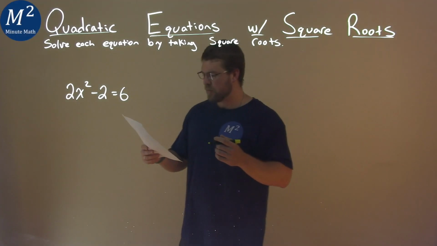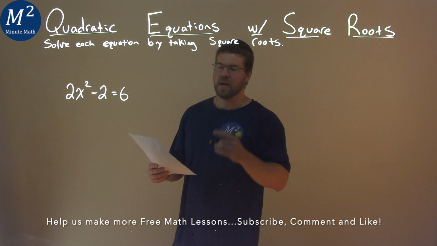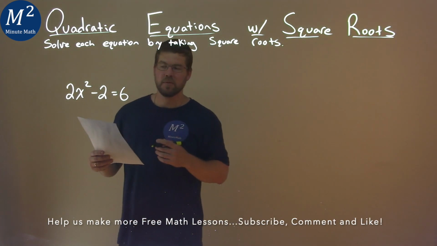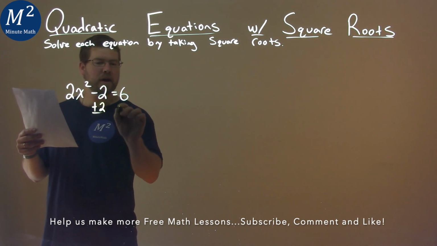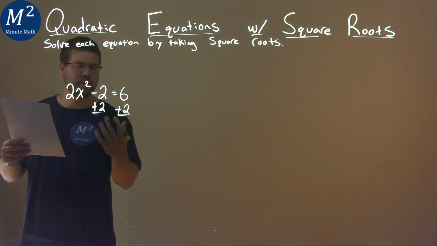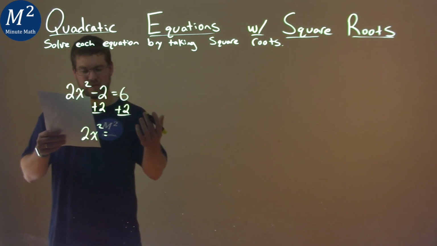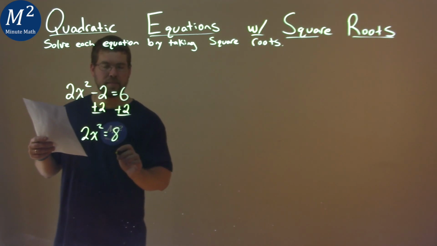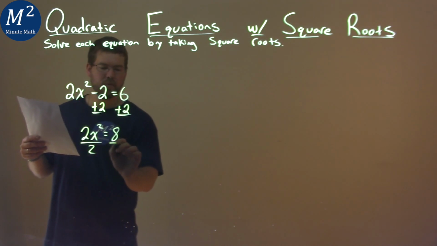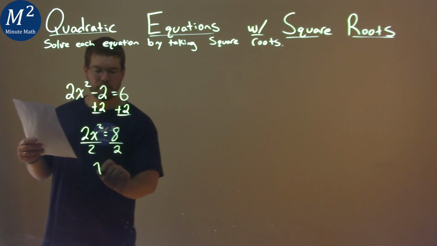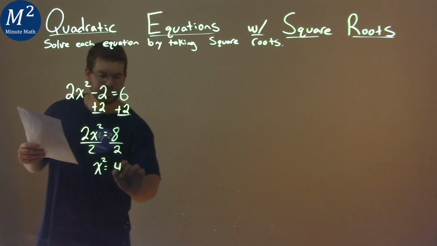We're given this problem right here: 2x squared minus 2 equals 6. And we need to solve this by taking some square roots. First thing I'm looking at here is I'm going to add a 2 to both sides. Again, the goal is to get x by itself. So 2x squared equals, well, 6 plus 2 is 8. Not too bad. Well, 2 is being multiplied by x squared. Let's divide both sides by 2. Let's get x squared by itself. X squared equals, well, 8 divided by 2 is just 4.